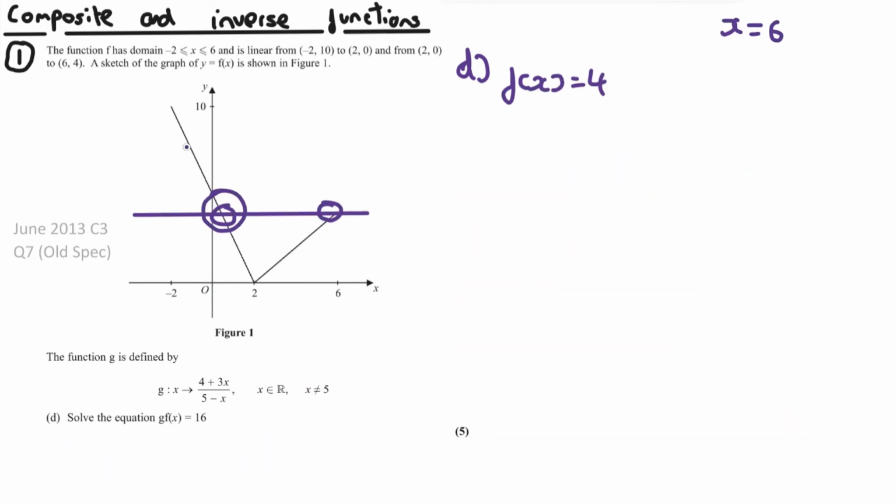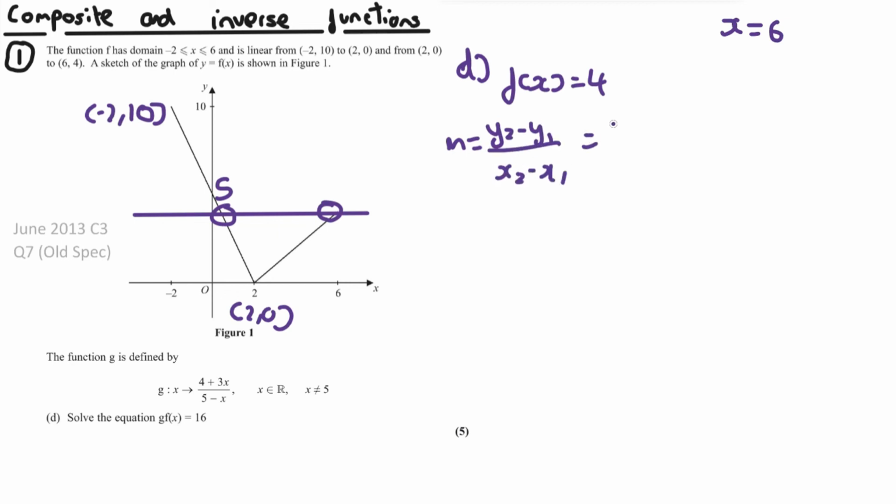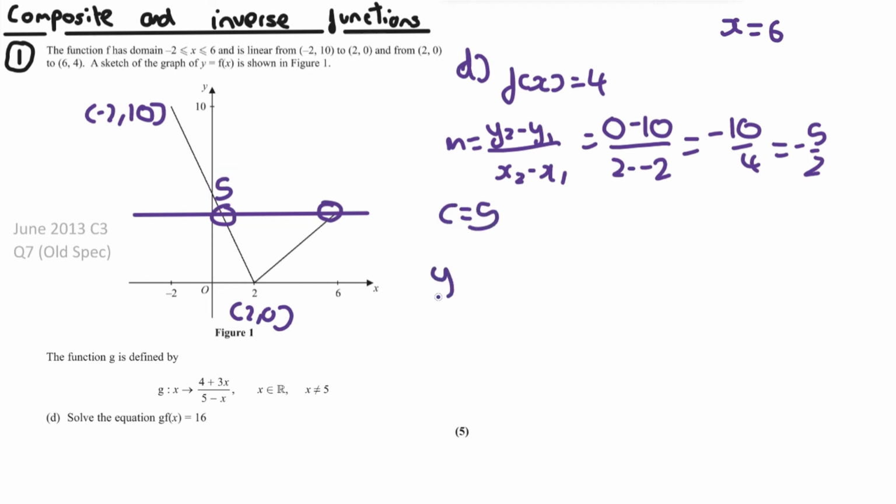And then to find this point here, we actually need to find the equation of this line, which isn't too bad because we know 2 points on the line, (2, 0) and (−2, 10), and we know that this is the y-intercept, which we figured out in the first question is equal to 5. So we can figure out the gradient, because the gradient is (y2 − y1)/(x2 − x1). This is going to be (0 − 10)/(2 − (−2)), which is equal to −10/4, which is equal to −5/2. And then c is equal to 5, as we figured out before. So the equation of the line is y = −(5/2)x + 5.